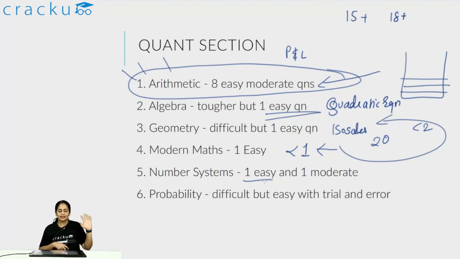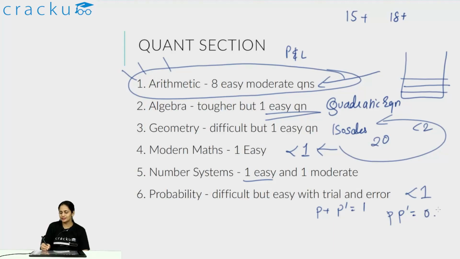Okay, the last one was on probability. That question was not easy to solve in the traditional way. You would have to take a lot of time to solve that, like 2 minutes plus. But honestly, you could solve it under 1 minute using trial and error, because the two probabilities, say P and P dash, add up to 1, and P into P dash is 0.16. Now you don't need to actually solve this equation to figure out that one has to be 0.2 and the other has to be 0.8. This is basic trial and error, just knowing how to solve these kinds of questions quickly.